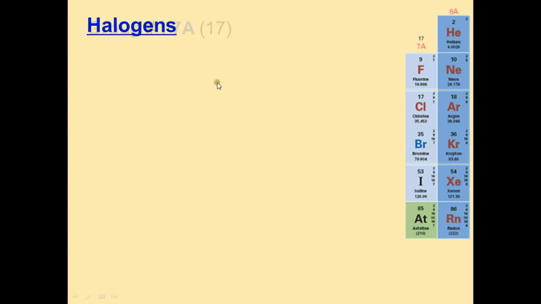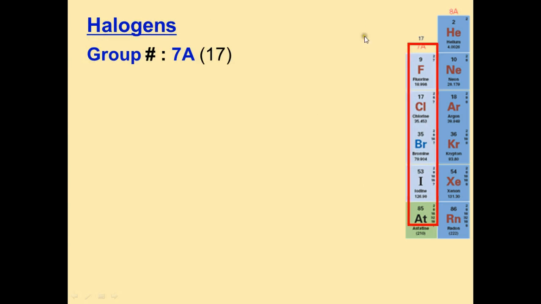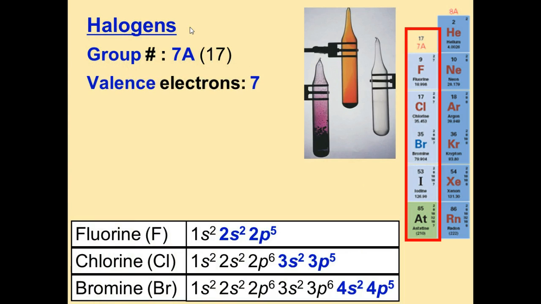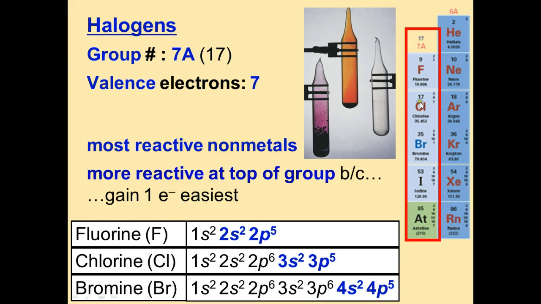And then on the right side of the periodic table, in group 7A, we have the halogens, which includes fluorine, chlorine, bromine, iodine, and these elements have 7 valence electrons, and they're the most reactive nonmetals because they take one electron the easiest. And this is the opposite of the left side, so the top element is more reactive than the bottom element. So fluorine is the most reactive out of all these.